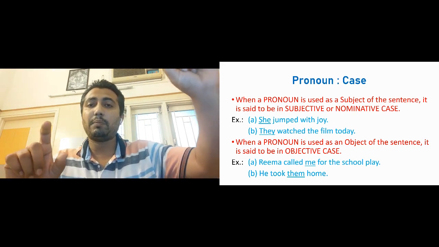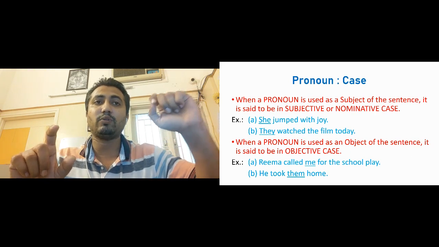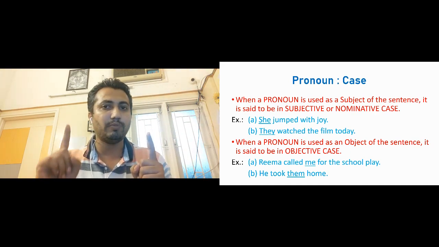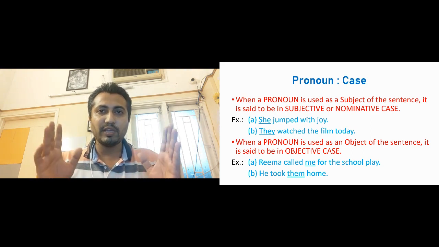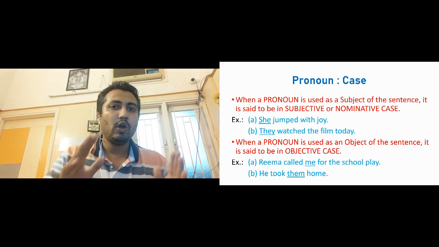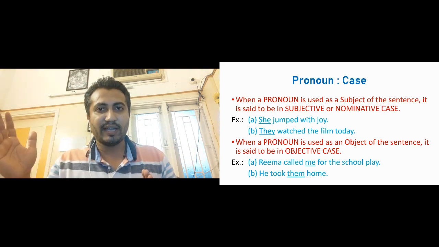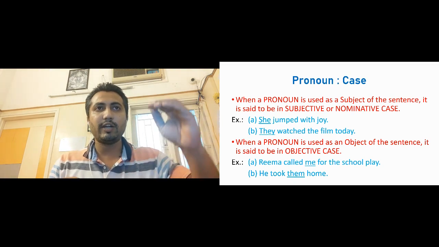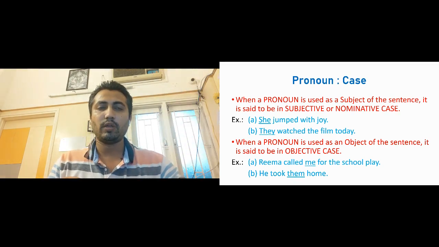Now the part about pronouns that we have to study comes after understanding subject and object. Subject is the doer of the action, or the one about whom the sentence is speaking. Object is the receiver of the action, upon whom the action is done. Now let us try to understand it according to pronoun.